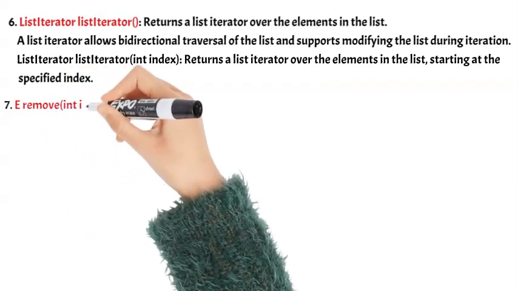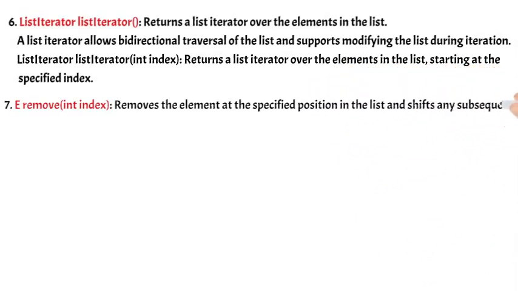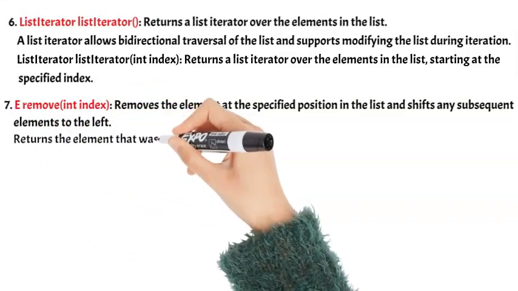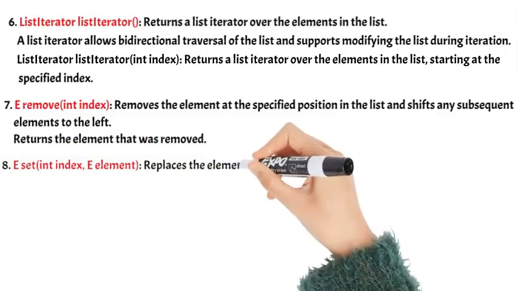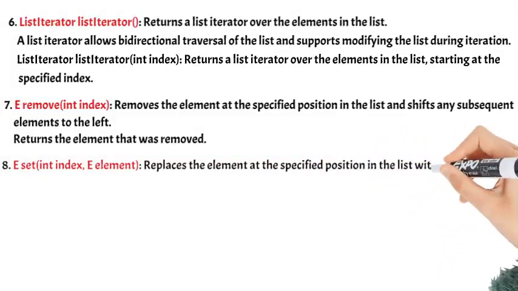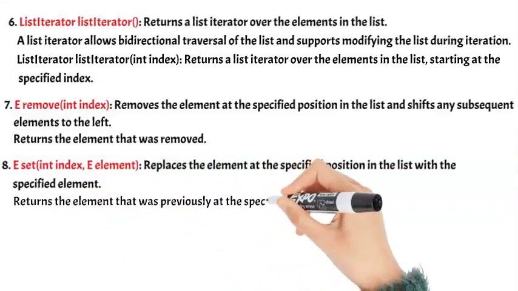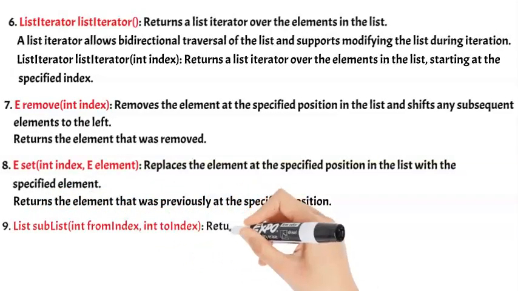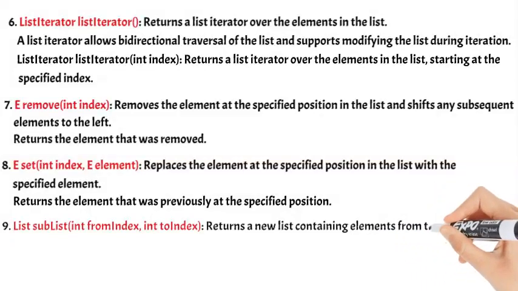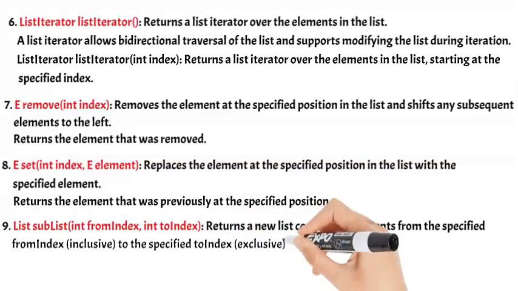7. remove(int index) removes the element at the specified position in the list and shifts any subsequent elements to the left. It returns the element that was removed. 8. set(int index, E element) replaces the element at the specified position in the list with the specified element. It returns the element that was previously at the specified position. 9. List subList(int fromIndex, int toIndex) returns a new list containing elements from the specified fromIndex inclusive to the specified toIndex exclusive.